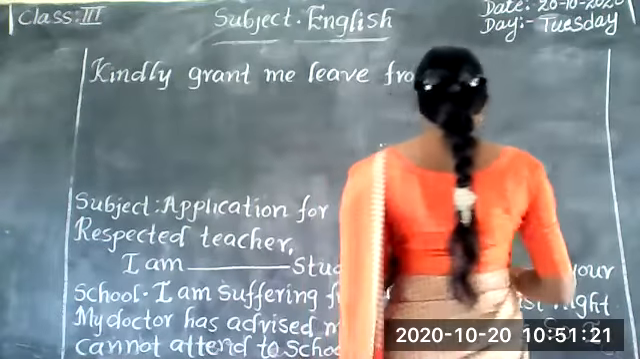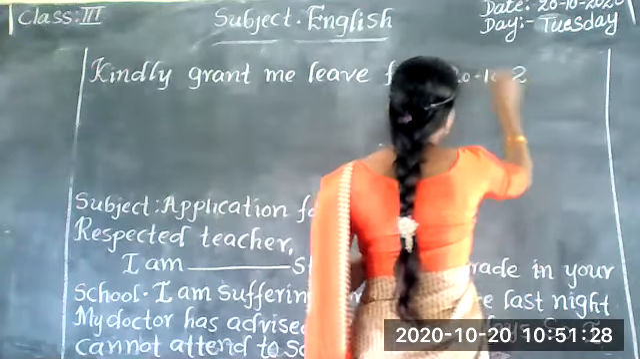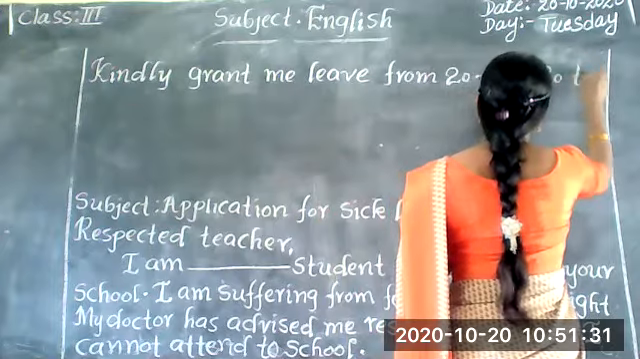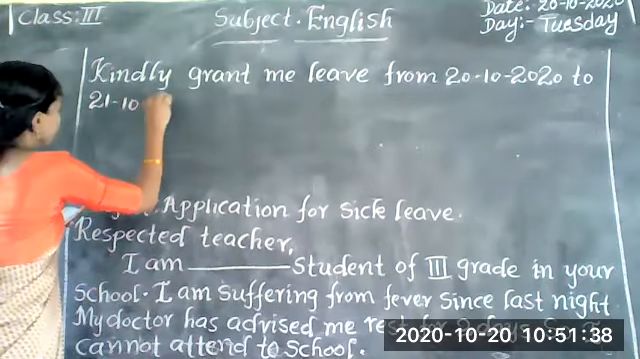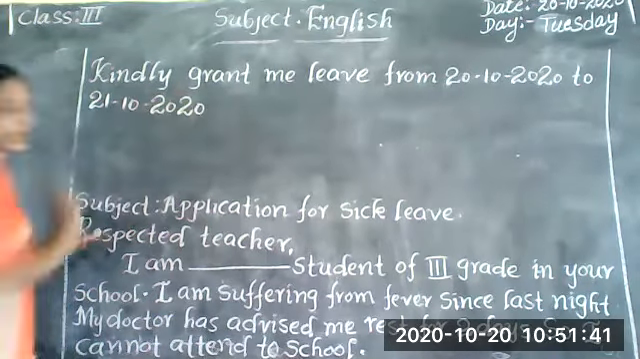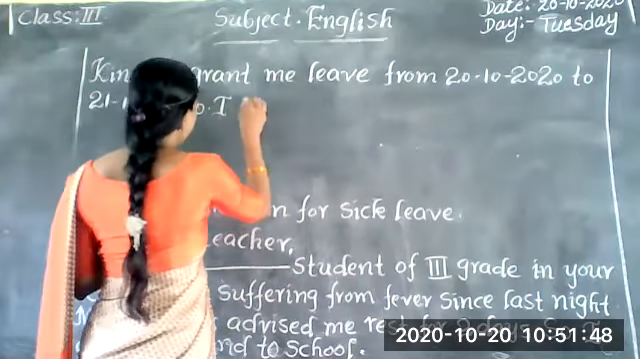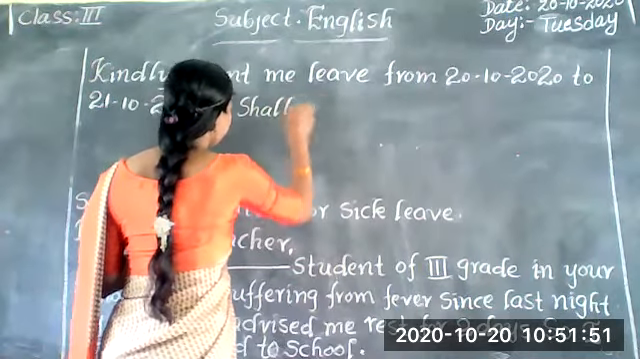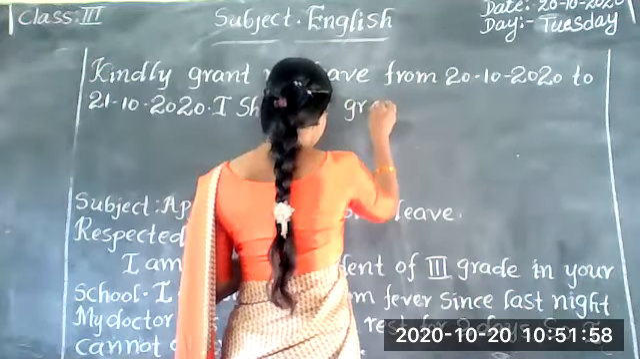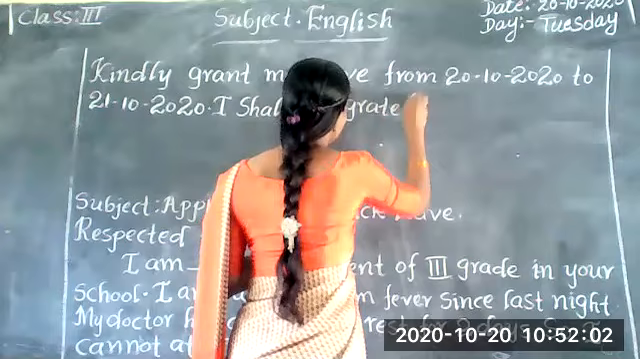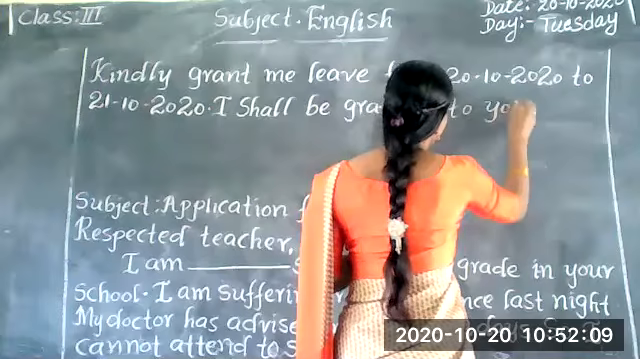Today you have to mention here from 20/10/2020. So, 21/10/2020. That means 2 days. Okay. After asking the leave, you should write like this. I shall be grateful to you. Grateful to you. I shall be grateful to you.